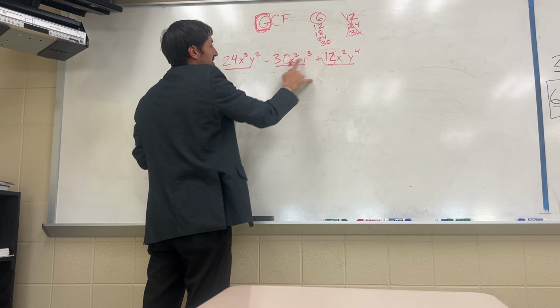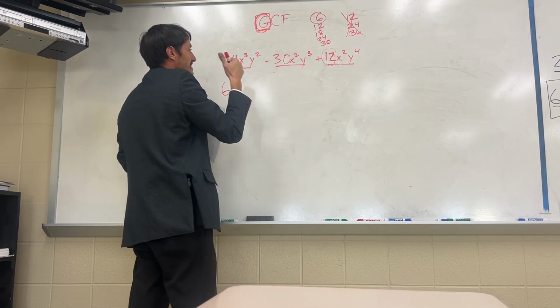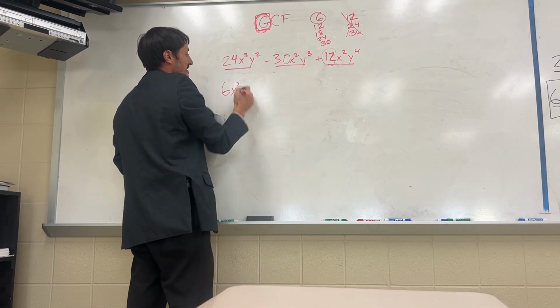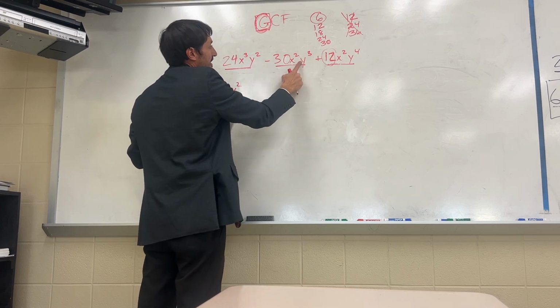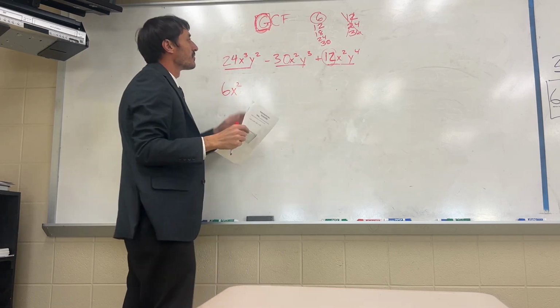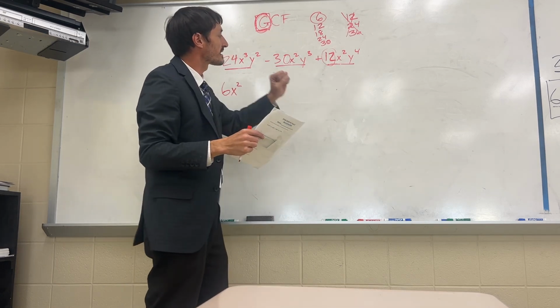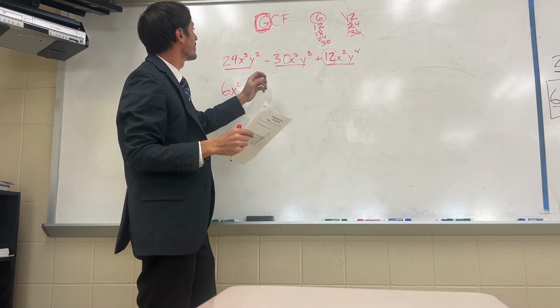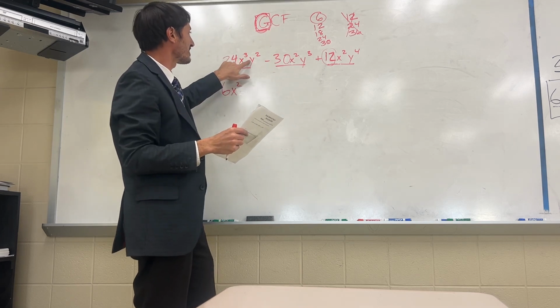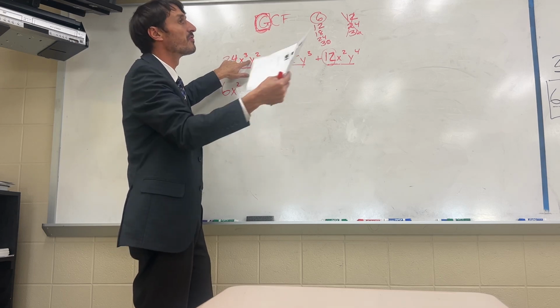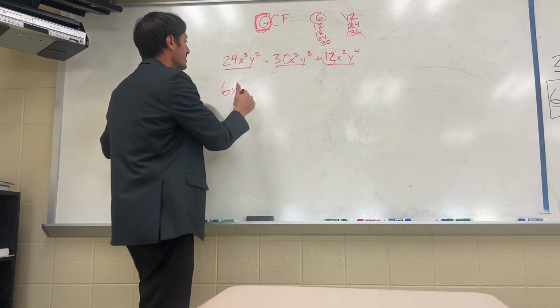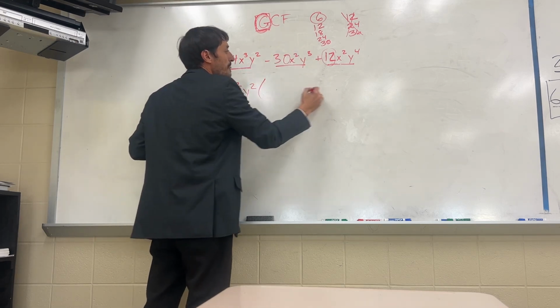I can take 2 x's out of here, 2 x's out of here, and 2 x's out of here, so we're good to go. We're going to take 2 x's out of every term. I have 2 y's, I have 3 y's, I have 4 y's. What's the greatest number of y's that I can take out of every single term? Well, since this term only has 2 y's in it, the greatest number of y's that I can take is 2. I'm going to take out 2 y's out of every term.